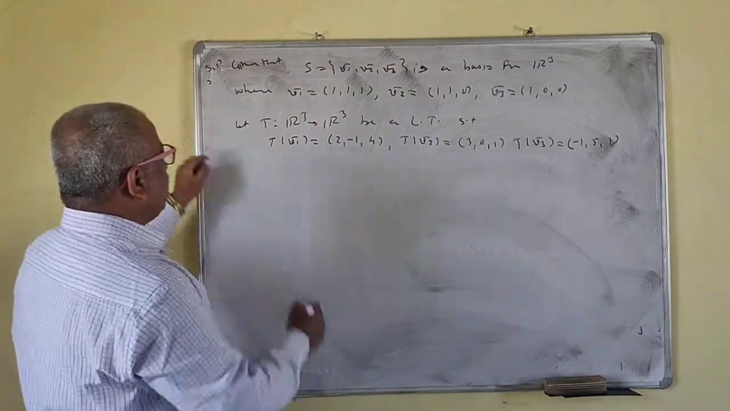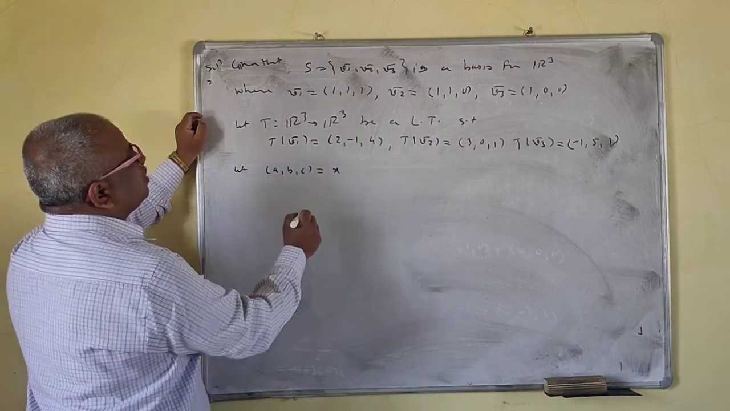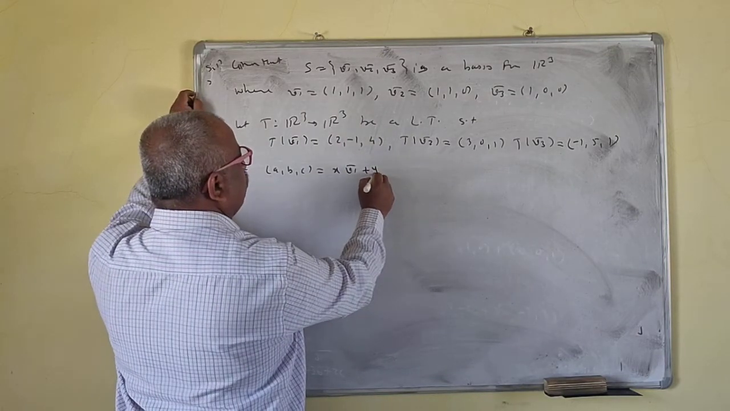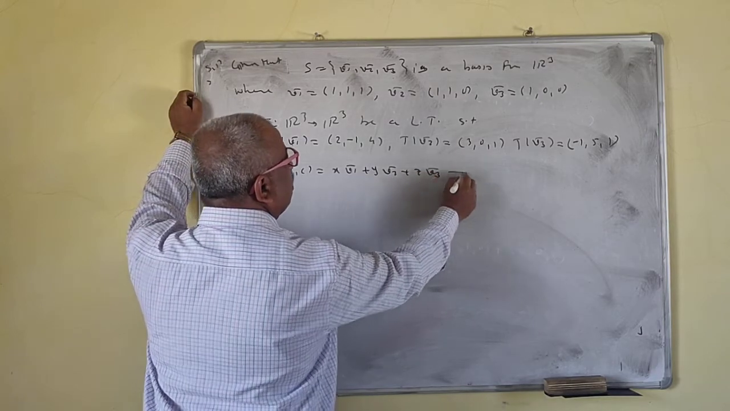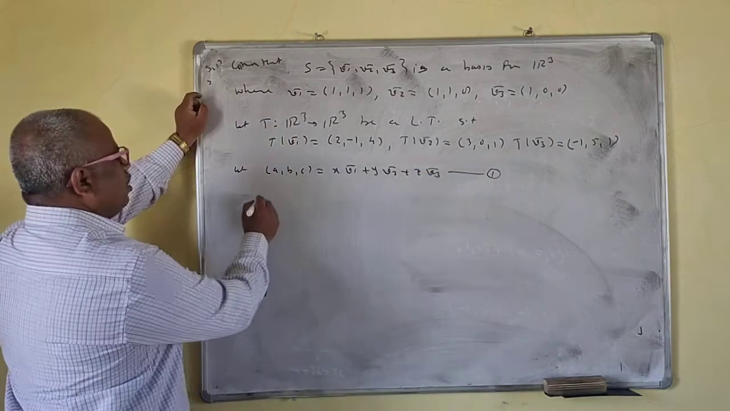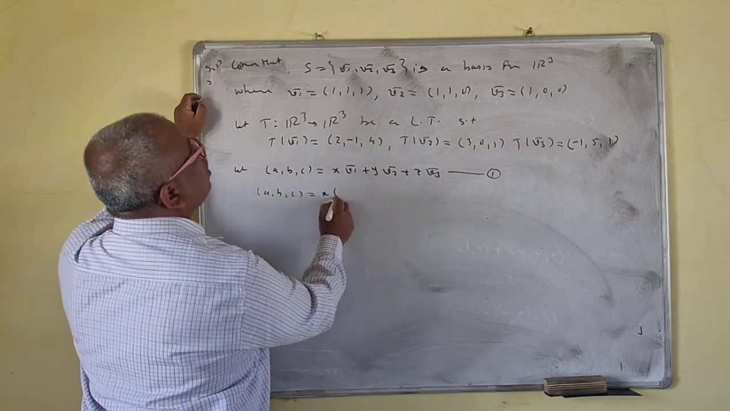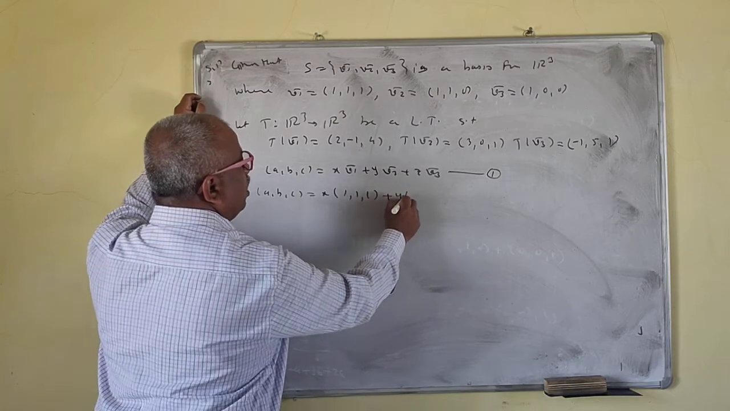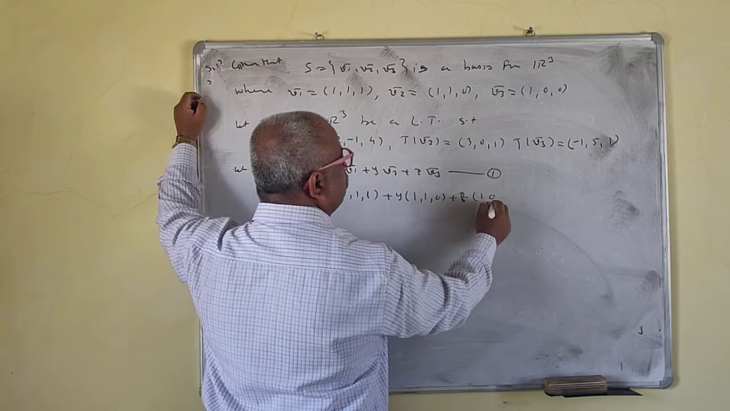So let (a, b, c) be equal to, I can use x now, x V1 bar plus y V2 bar plus z V3 bar. I will call this 1. So that is what (a, b, c) is equal to: x into V1 bar, what is your V1 bar? (1, 1, 1), plus y (1, 1, 0), plus z (1, 0, 0).